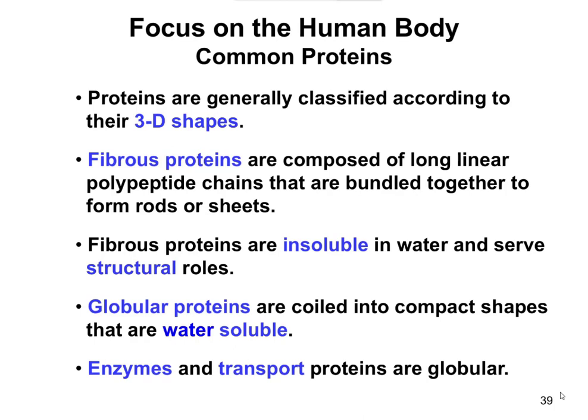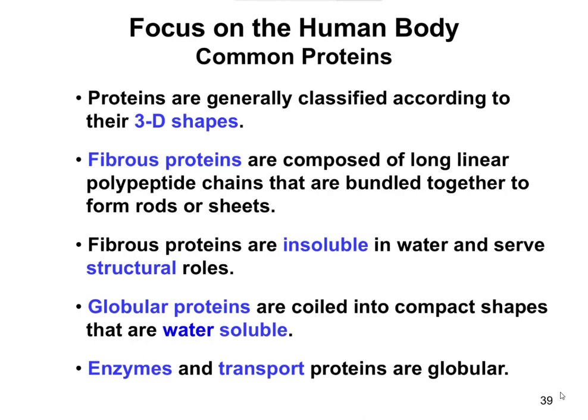So fibrous proteins are going to be insoluble in water, and these are ones that serve structural roles primarily. So these are proteins involved in things like cartilage and tendons, things of that nature. So proteins like collagen and keratin. Keratin is one that's found in your hair and fingernails, for instance. All of those things serve structural roles.